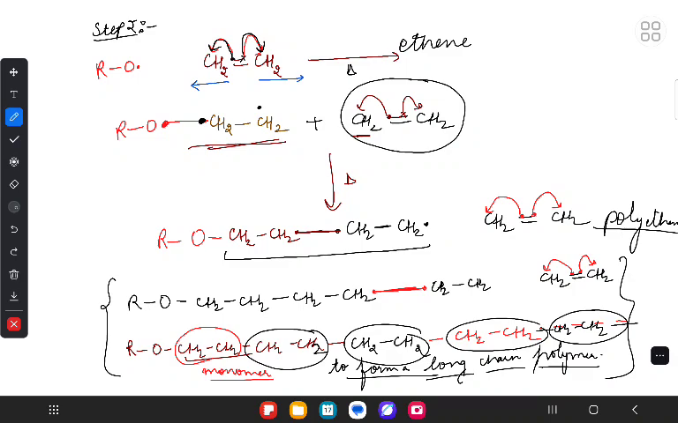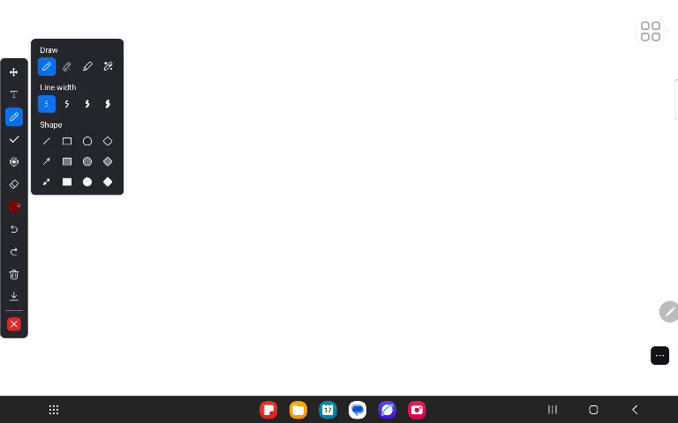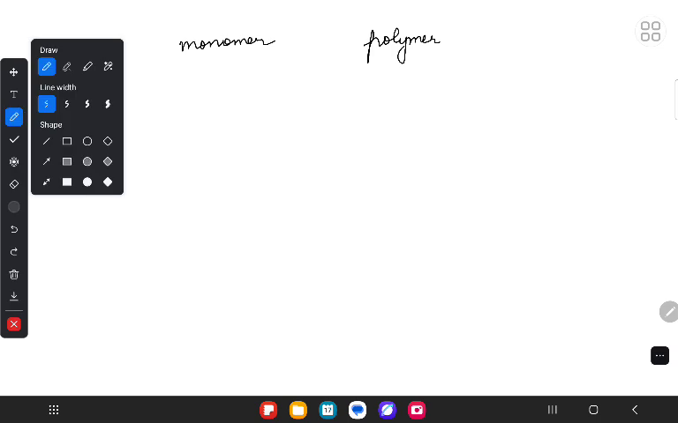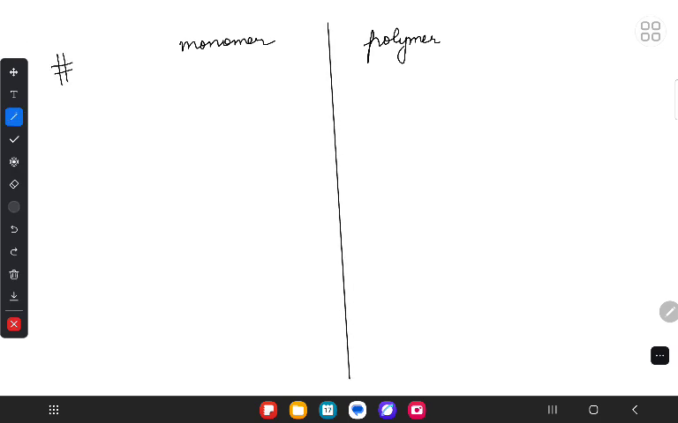Got it? So that's the idea, right? Now, how do they join? We write down the name of the polymer here, and because we have the name of the polymer, we will also have the monomer, right? Or I should do it vice versa. We will have the monomer and we will also have the polymer. Are we understanding?